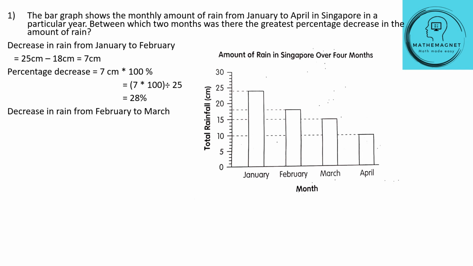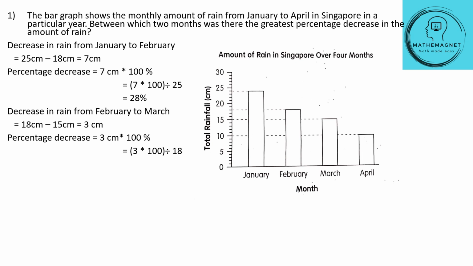Now let's check between February and March. The decrease in rain between February and March will be 18 minus 15 centimeters, which is 3 centimeters. So percentage decrease will be 3 centimeters into 100 divided by 18, because you're comparing March with February.